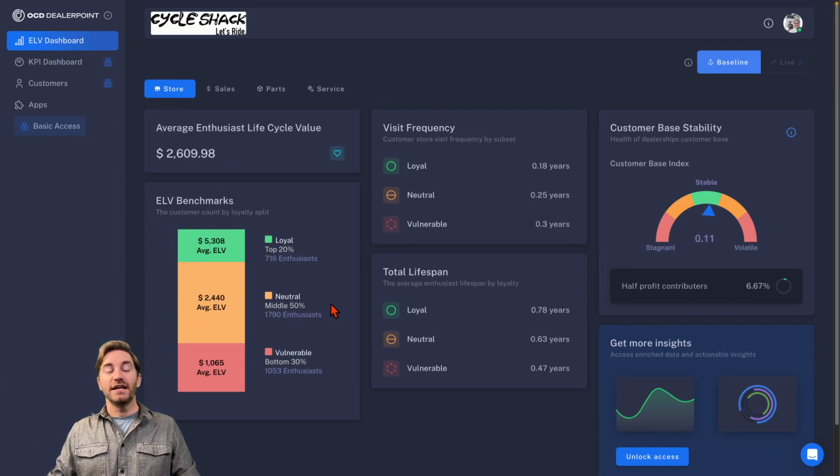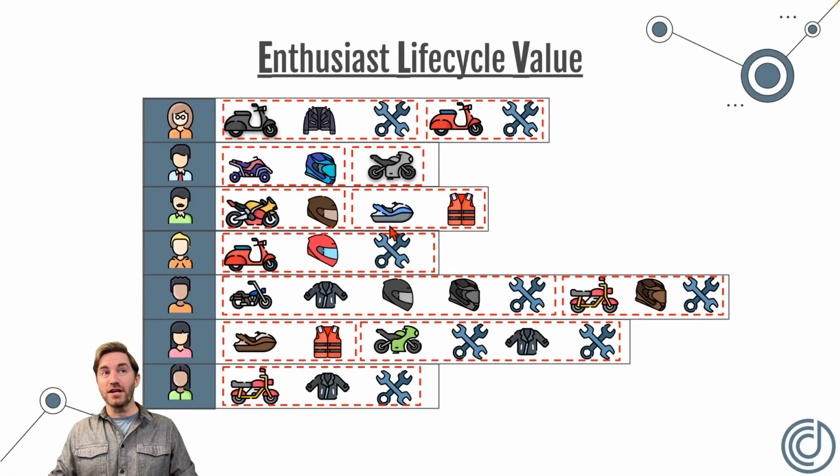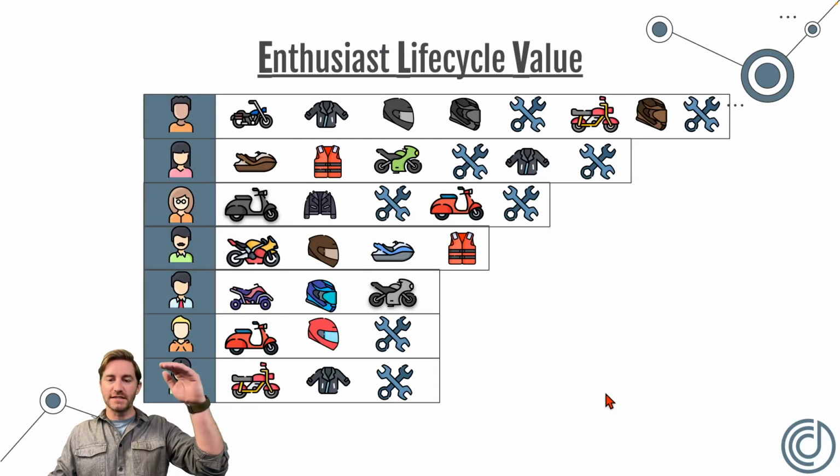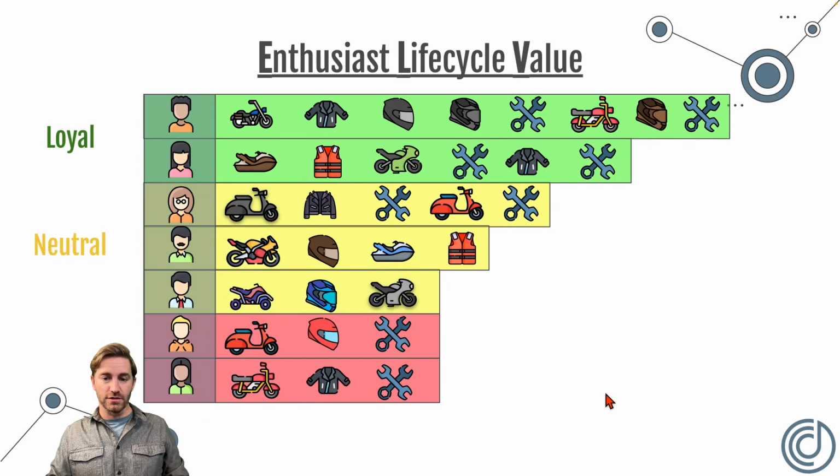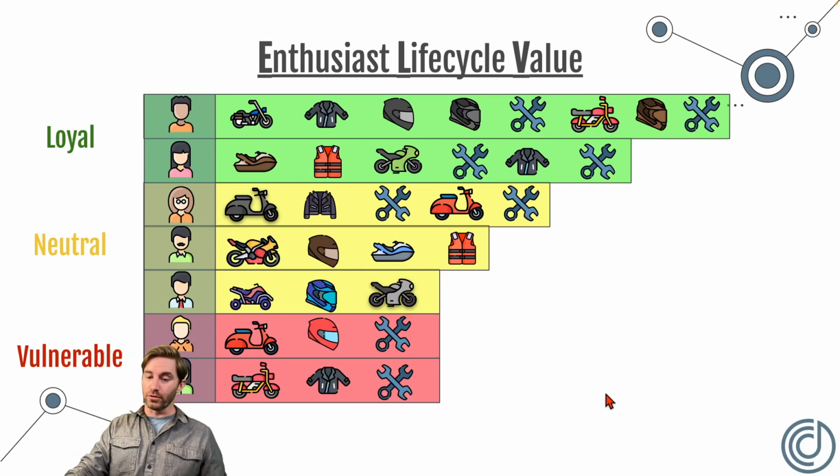ELV benchmarks is really taking the same information we had before, this enthusiast lifecycle value, but sorting it by the customers. Basically, we have our highest ELV values all the way down to our lowest, and we break them into subsets. The three subsets are the top 20%, which we call loyal customers, the middle 50%, which we call neutral customers, and the bottom 30%, which we call vulnerable customers.